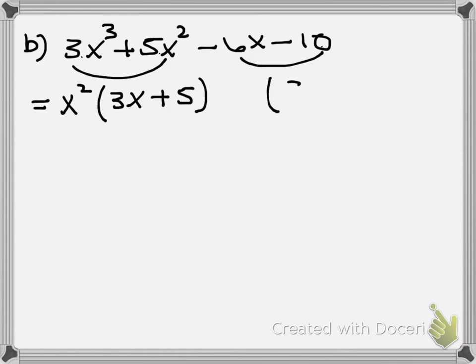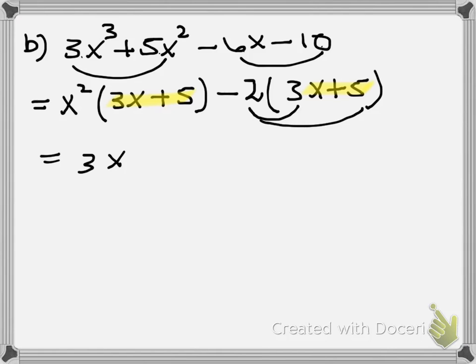Now I know 3x plus 5 has to be there. When I do grouping, that cannot be anything else. Now for the negative 6x minus 10, what do I have to take out to be left with 3x plus 5 in parentheses? A negative 2. Just check it, negative 6x, negative 10. Yes. So now I have my common factor there, that I take out, 3x plus 5, and I'm left with x squared minus 2.